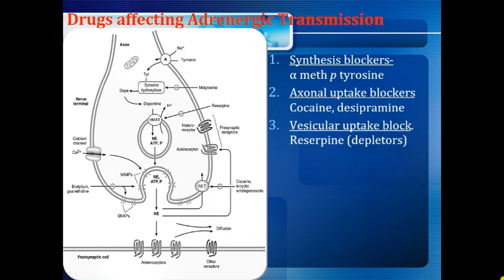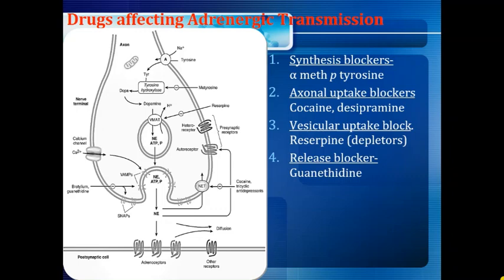Another type of blocker is the vesicular uptake blocker. Once the norepinephrine is taken back into the presynaptic neuron, it will be stored back into the vesicle by the vesicular monoamine transporter. This transporter can be inhibited by drugs like reserpine, and once it is blocked, norepinephrine cannot be taken back into the vesicle. So norepinephrine will remain in the cytoplasm of the presynaptic neuron, where it is metabolized by the MAO enzyme. Over a period of time, they will decrease the action of norepinephrine. They are also called norepinephrine depleter drugs.